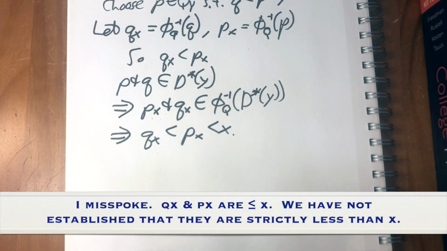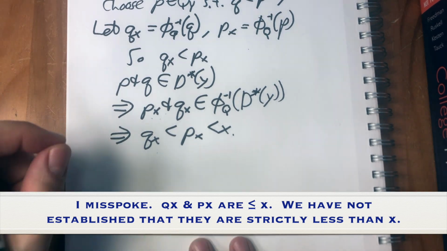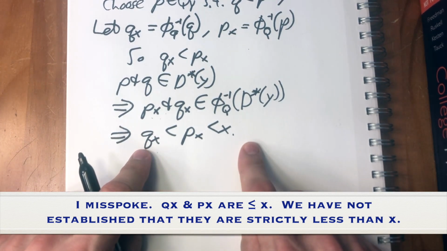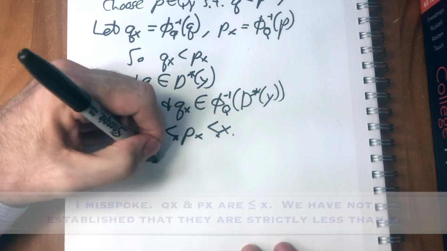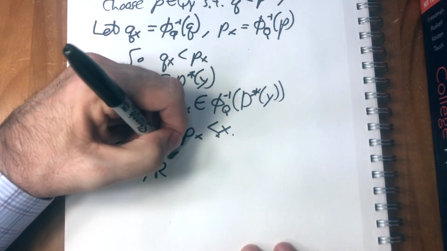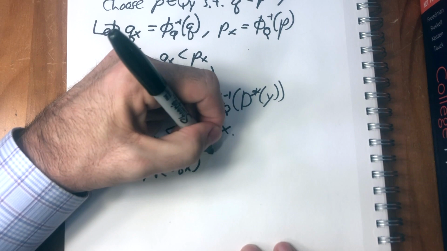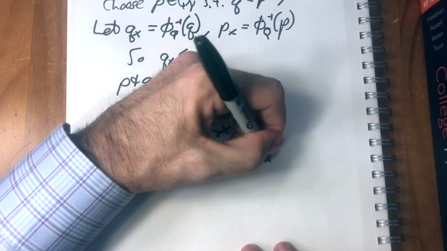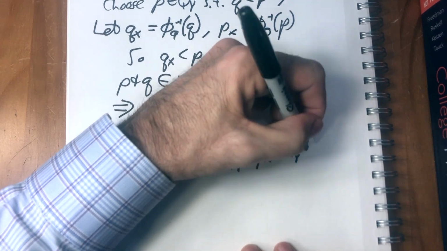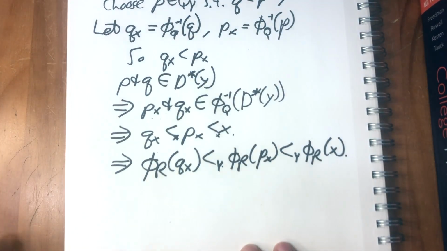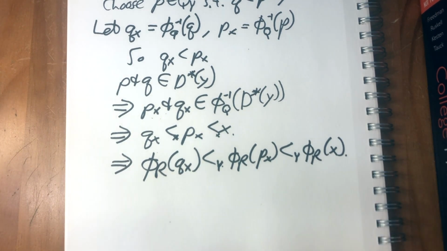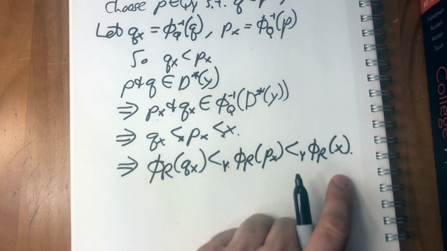So now we just finished showing that phi r is order preserving. So if we have this relation in x, then we just showed that therefore phi r of qx is less than phi r of px is less than phi r of x, right? If this is true, then this is true, because we just showed that phi r is order preserving.